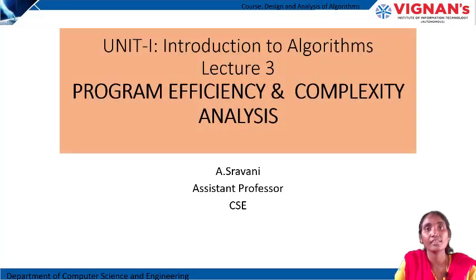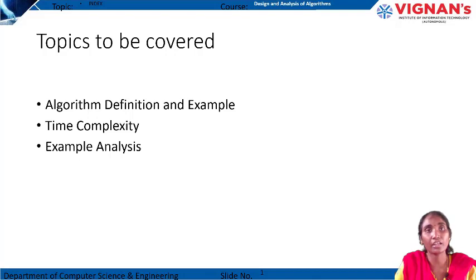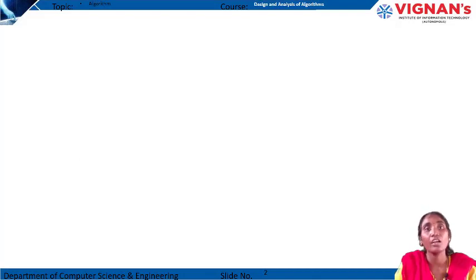Dear students, let's start our third lecture under Unit 1, which is Program Efficiency and Complexity Analysis. This lecture includes algorithm definition and example. Once again, we'll get back to the definition and the time complexity and one example analysis.